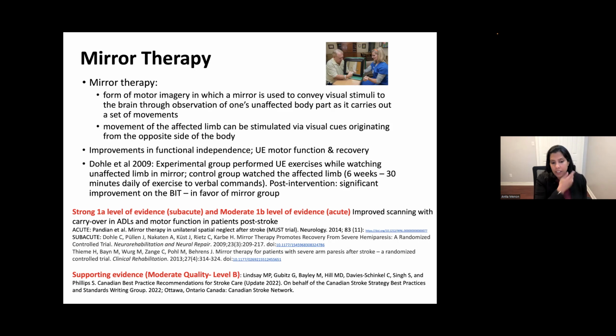So I've just included some of the references to these articles. And also there is supporting evidence that mirror therapy is in fact effective along with visual scanning training in the best practice recommendations. And so it's been recommended as one of the good therapies to use for clients with USN post-stroke.